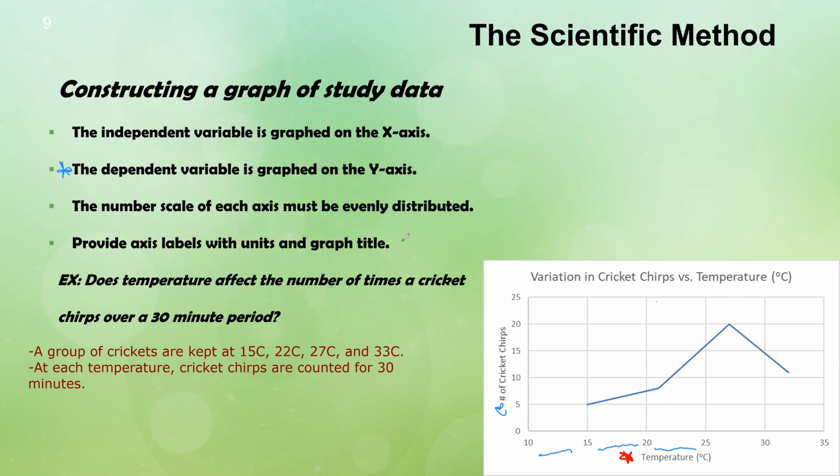Now you also need to provide a title and axis labels so that the reader knows what they're looking at, right? So your title should be descriptive. Variation in cricket chirps versus temperature. And then my axis labels are temperature, and you have to put the units, degrees Celsius, and number of cricket chirps on the y-axis. Now, I want you to take a second and look at this graph and think in your head, what is this graph telling me?